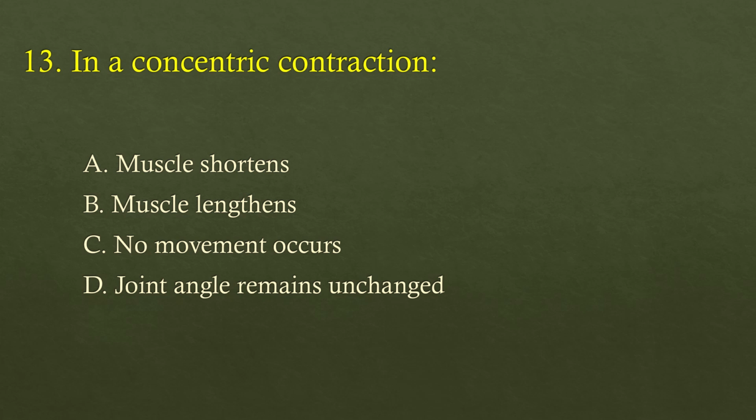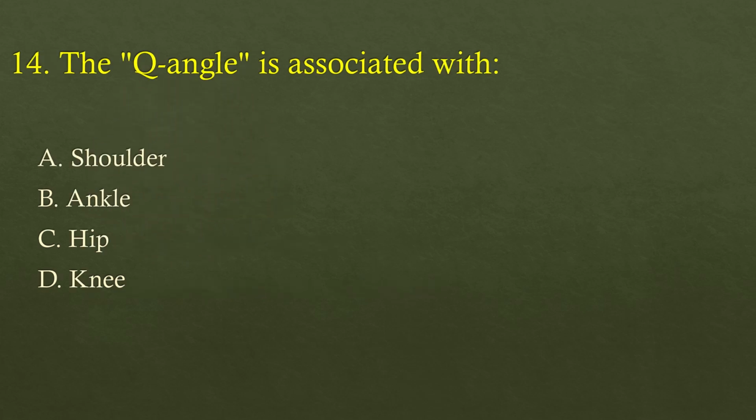Number 13. In a concentric contraction, A. Muscle shortens. B. Muscle lengthens. C. No movement occurs. D. Joint angle remains unchanged. So the answer is A. Muscle shortens.